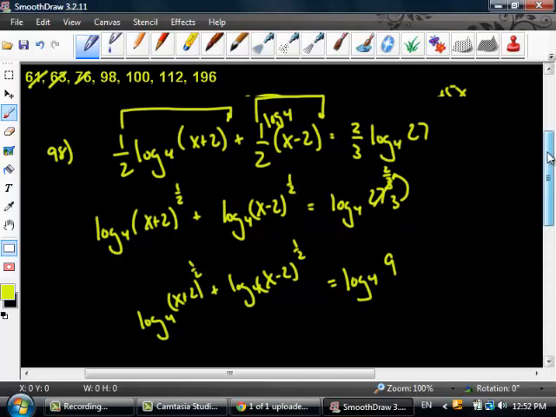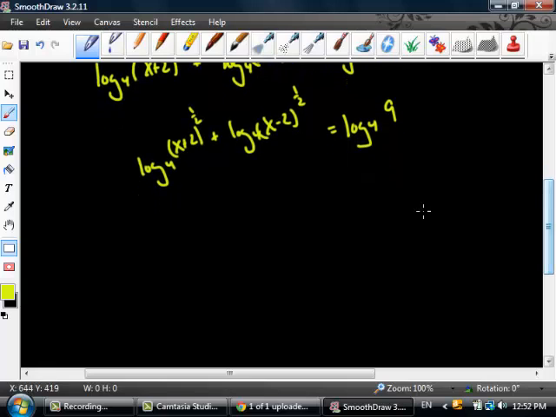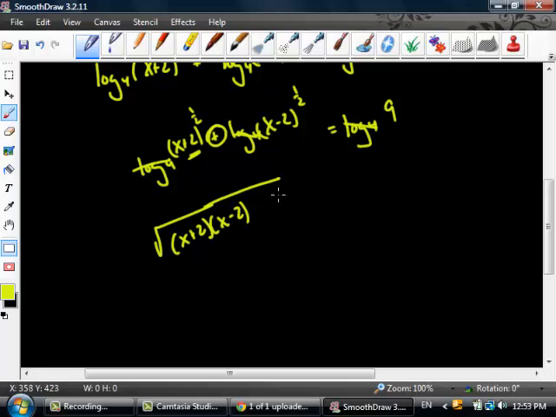Okay. So here's what I have. This is something a little complicated. Because all the log bases are 4, they can all go away. And because there's addition happening, what's happening to my answers? They're being multiplied. So what I have is one big square root of x plus 2 times x minus 2 equals 9. Yes? So now I have the square root of x squared minus 4 equals 9.